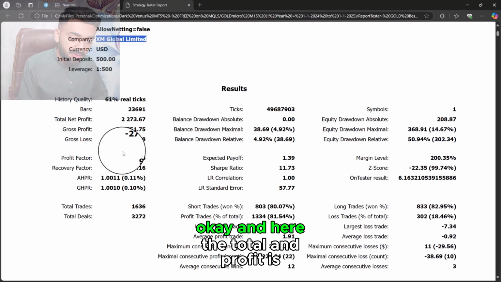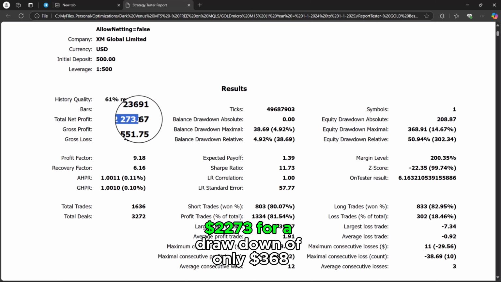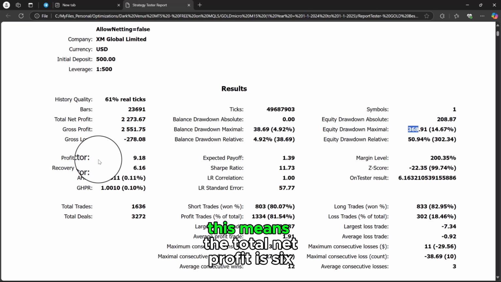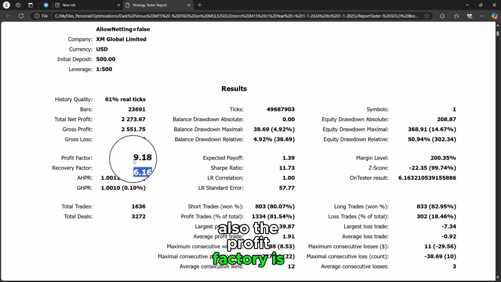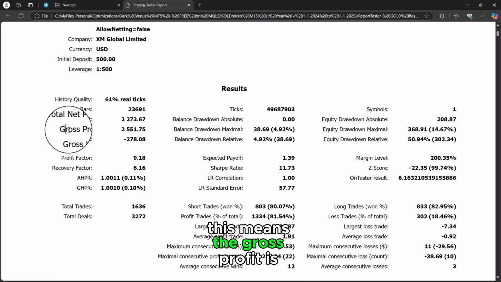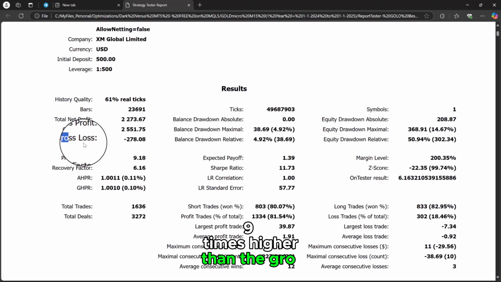Okay, and here the total net profit is $2,273 for a drawdown of only $368. This means the total net profit is 6 times higher than its drawdown. The recovery factor is 6.1. Also, the profit factor is very good, 9.8. This means the gross profit is 9 times higher than the gross loss.